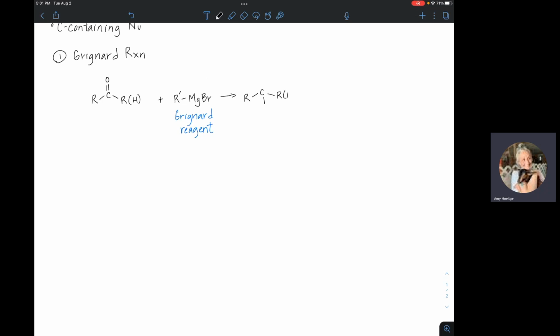So this is either going to be an aldehyde or a ketone. We have O minus up here. MgBr is going to coordinate with that just for a minute. And we end up with R minus adding. So this right here was the nucleophile.